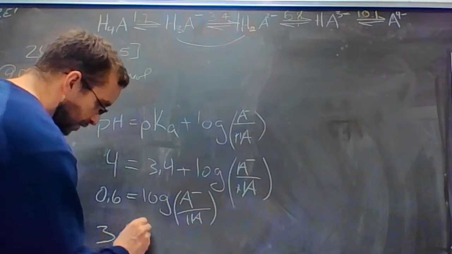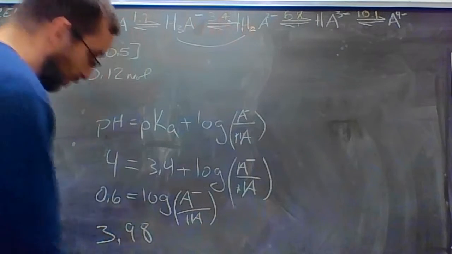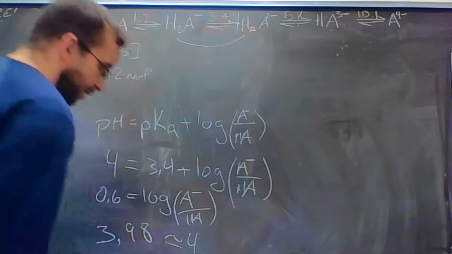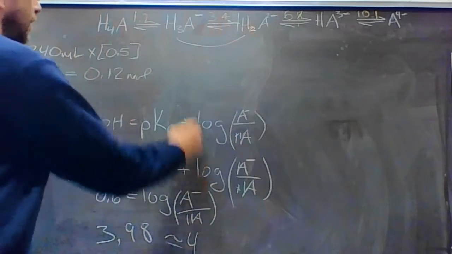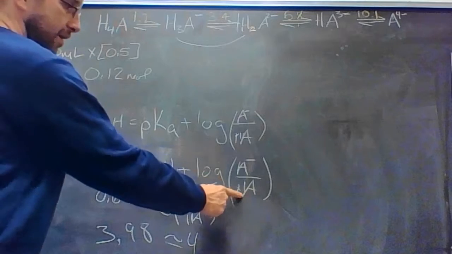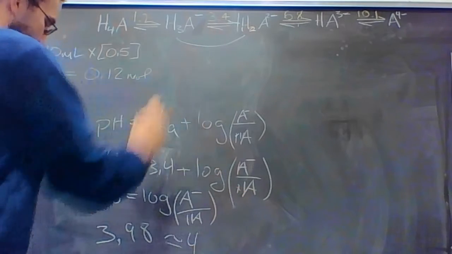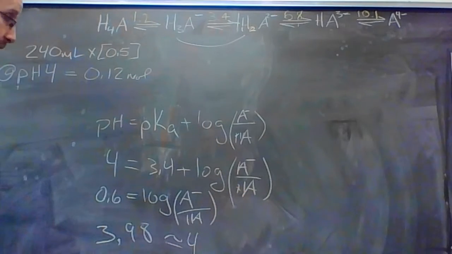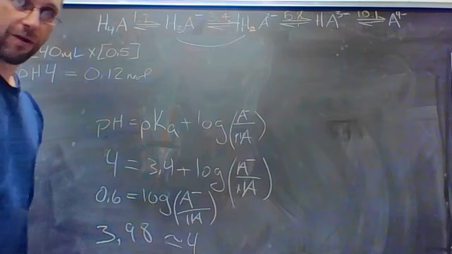3.98 is our answer. That's pretty close to 4. We have a 4-to-1 ratio of conjugate base to protonated acid in our equilibrium. That's a pretty good starting spot. Next, we're going to throw a monkey wrench into the whole thing.